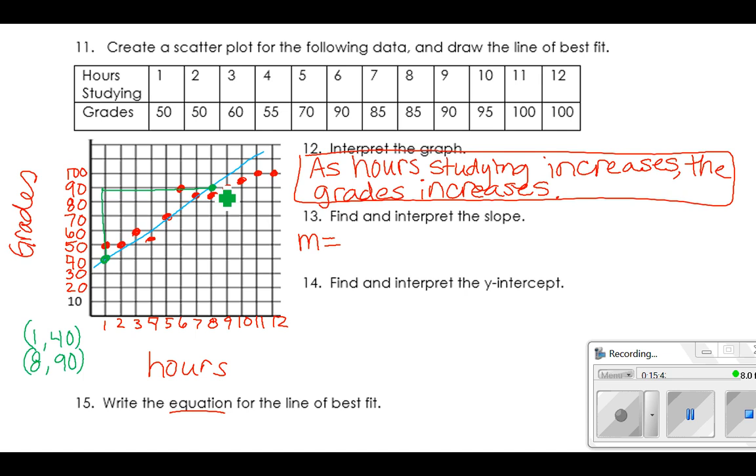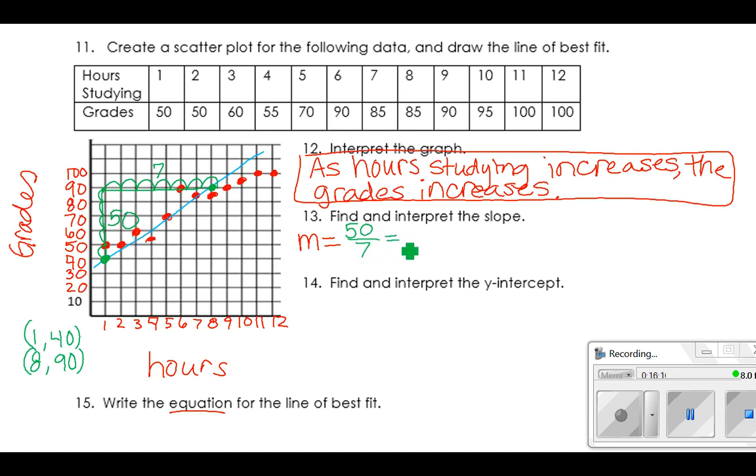So I'm going to count for the rise. So we have 1, 2, 3, 4, 5. And that is tens, so that's actually going to represent 50. And then for the run, 1, 2, 3, 4, 5, 6, 7. So my m is going to start out with 50 over 7.